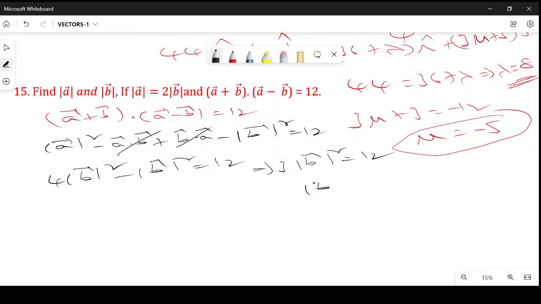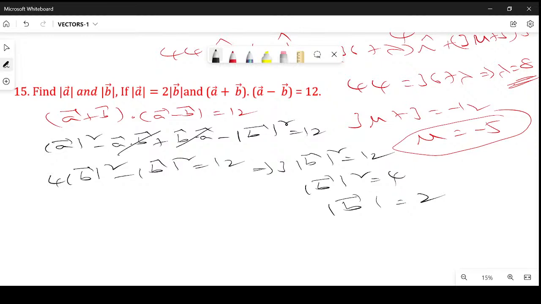Now mod B bar square is equal to 4. Mod B bar is equal to 2. Magnitude can never be negative, right? So we got mod B bar is equal to 2. Verify that you did the expansion and everything correctly. 3 into mod B bar square is 12, so mod B bar square is 4. You can check that mod B bar will be 2.